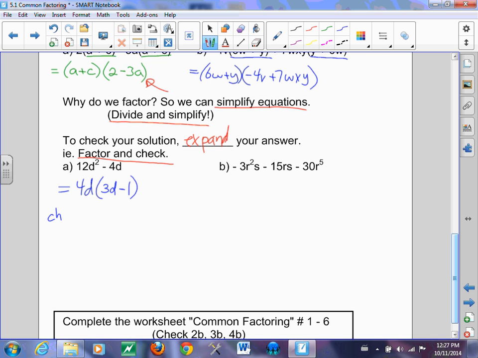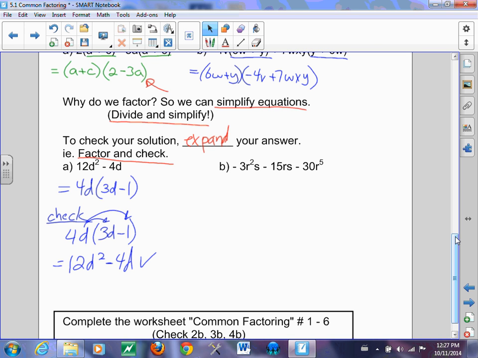Okay? We're going to check it. So you write the word check, you write down your answer, and you do the opposite, which is multiply through. So you expand it. Okay? And actually do it, folks. Don't just look to the answer. Actually do it to make sure. So we've got 12d squared minus 4d. Check to make sure it's the right answer. Yes. If not, go back and make sure that you've either maybe missed a sign or divided incorrectly. Double check it. All right, last example here, folks.